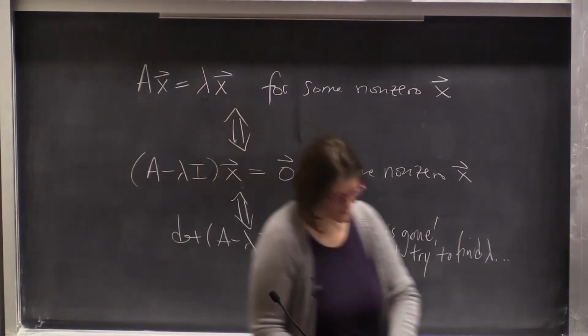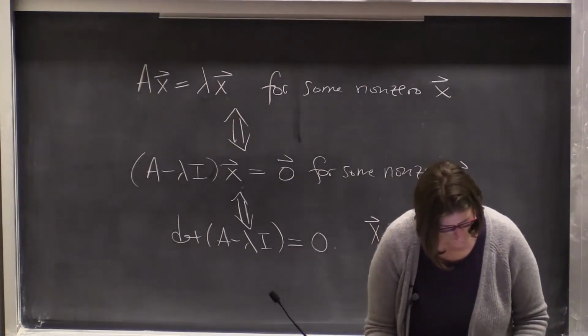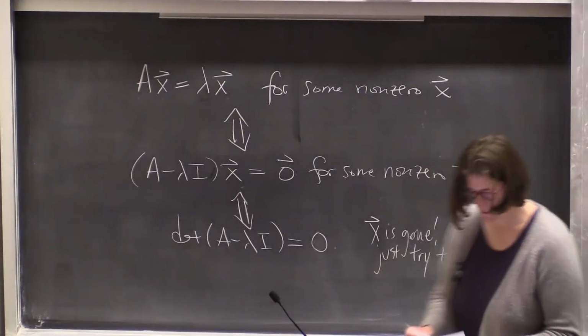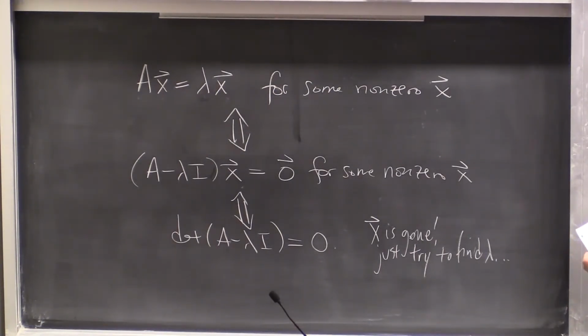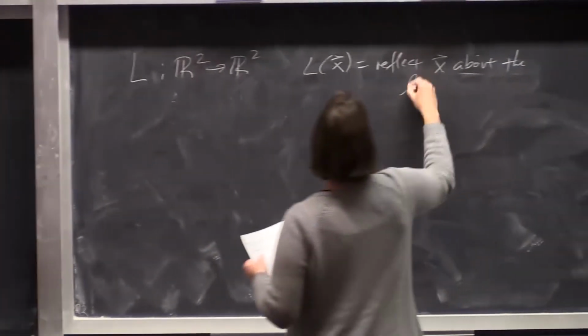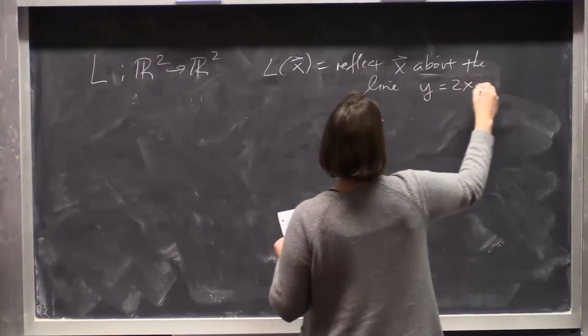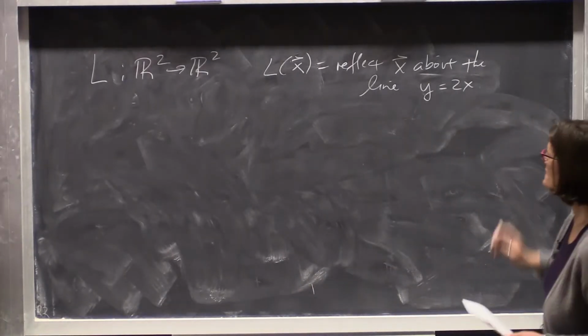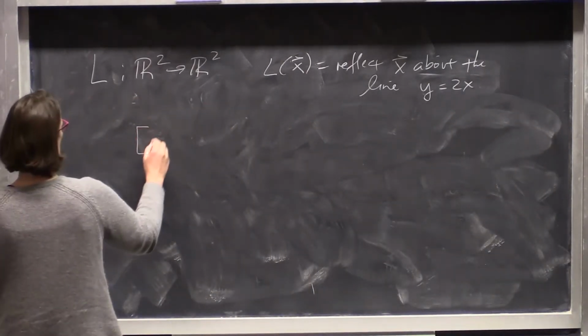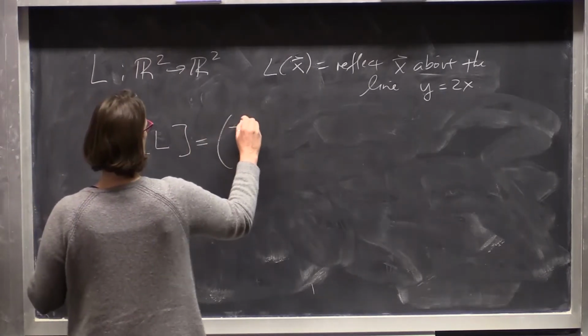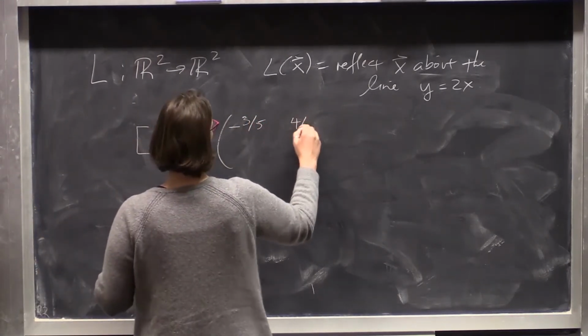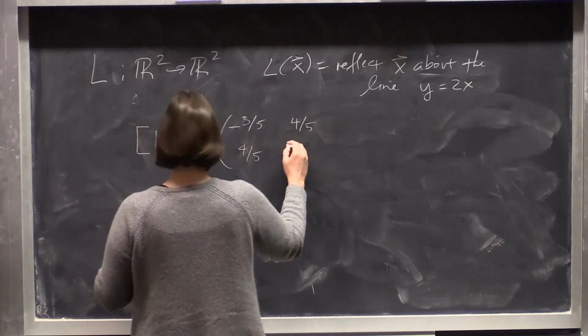Okay, so let's just start with a small example. We had the linear mapping from R2 to R2, where L of x is reflect x about the line y equals 2x. And when you write down the standard matrix for this linear mapping, you get that the standard matrix is minus 3/5, 4/5, 4/5, and 3/5.